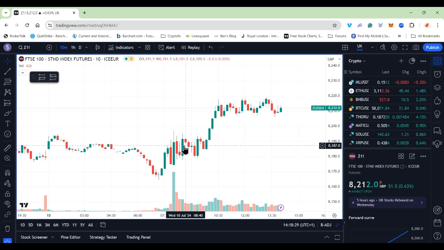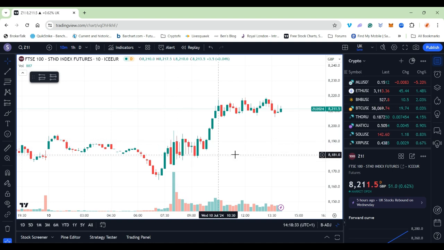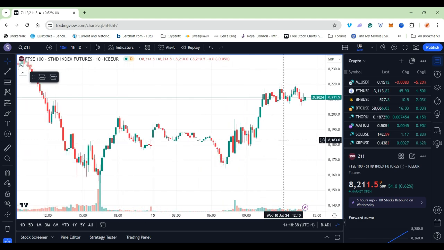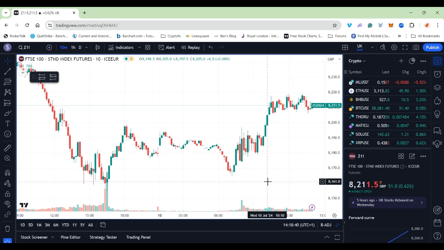Green candle, open at the bottom, close at the top. Red candle, open at the top, close at the bottom. Quick bit of candlesticks. And then we just start looking at points of interest, really.